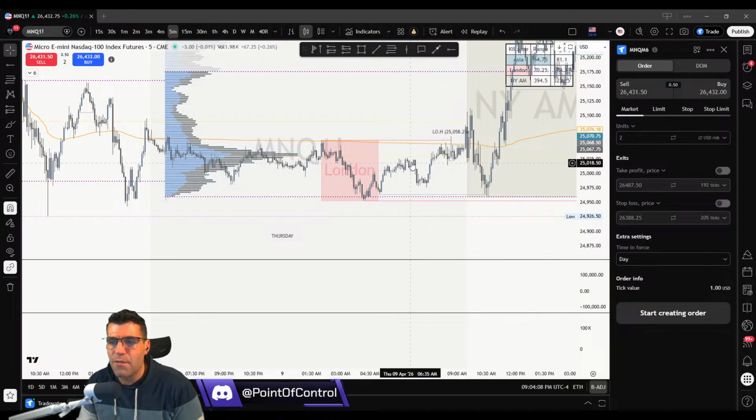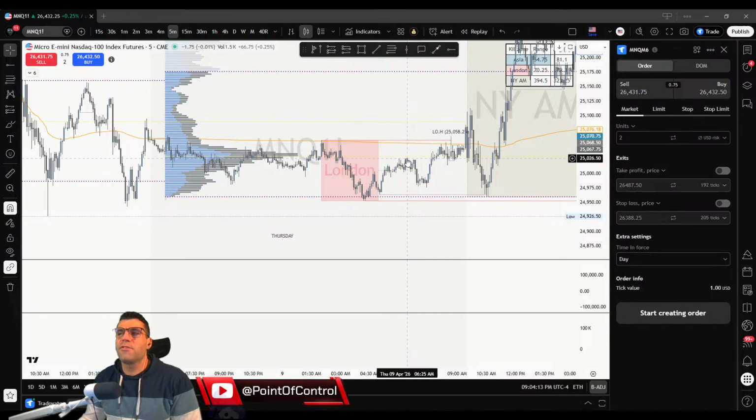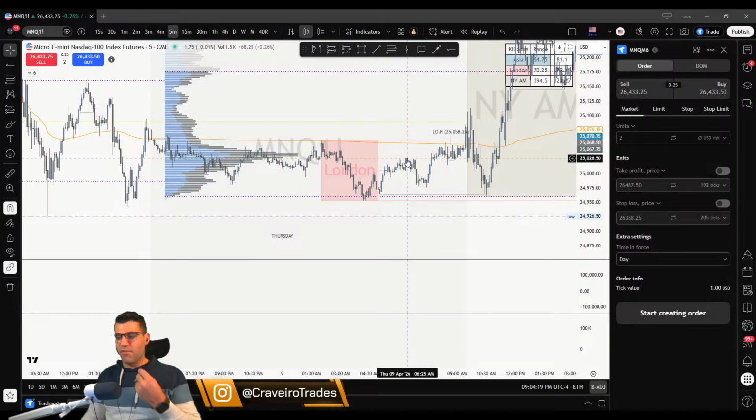All right. If you were to have made it all the way this close to your TP, I don't understand why people let their trades get almost to TP and then revert.